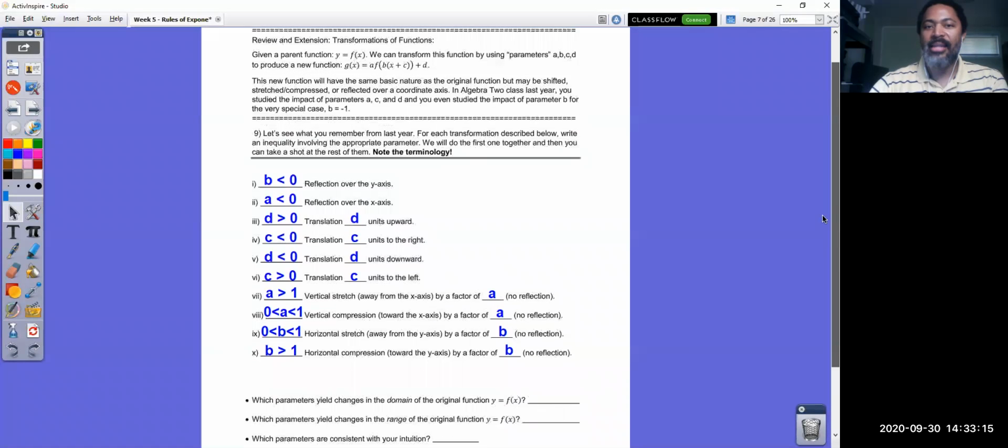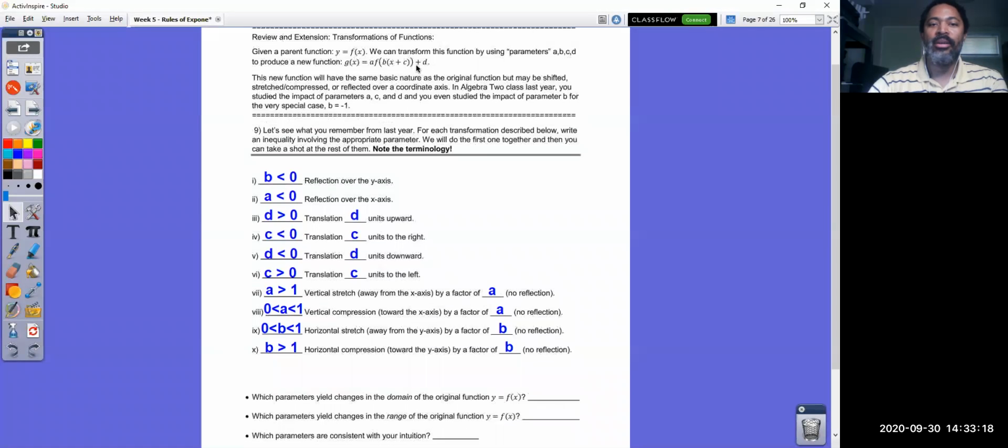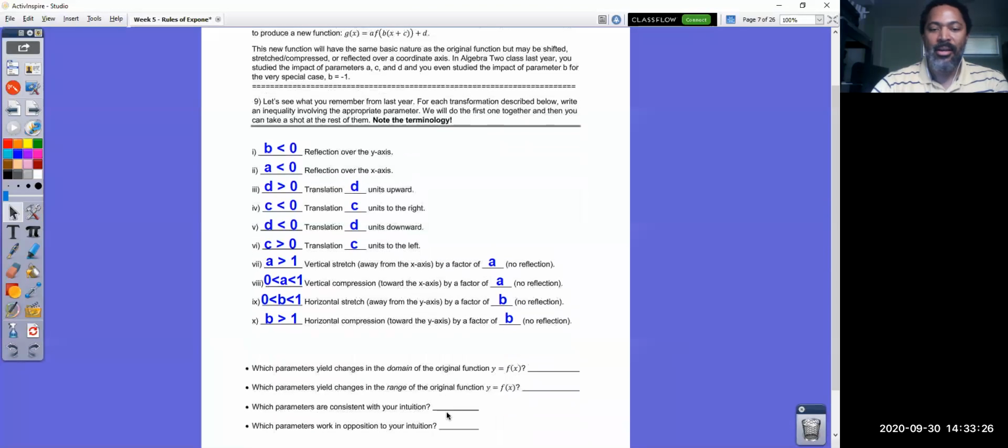So A and D, we're kind of going with our intuition. When A is big, the graph gets bigger, it stretches out. When D is positive, it goes up, and when D is negative, it goes down. So that kind of makes sense with our intuition. But B and C were the opposite of what we thought.